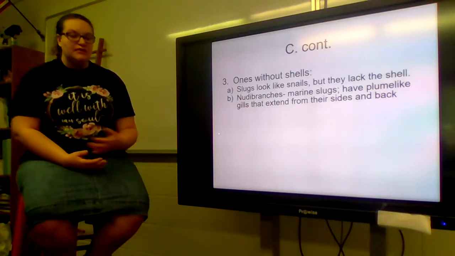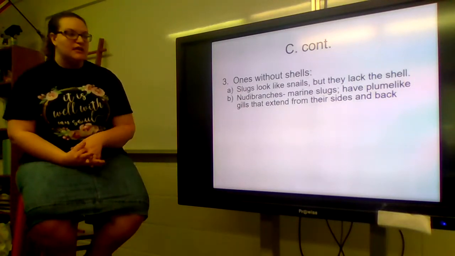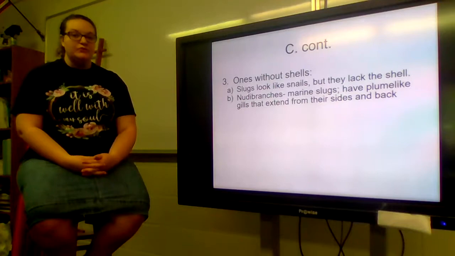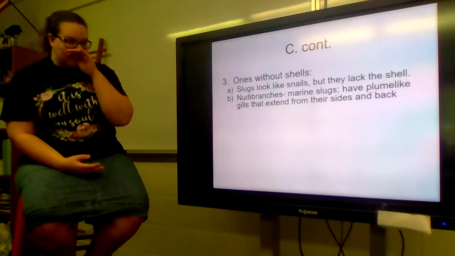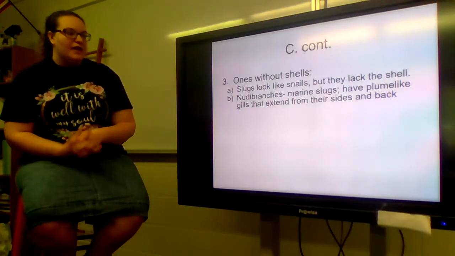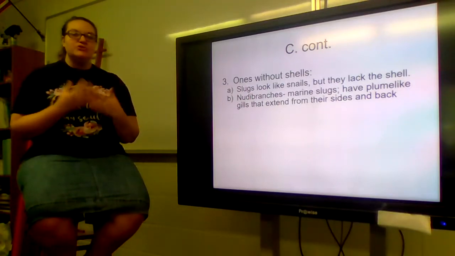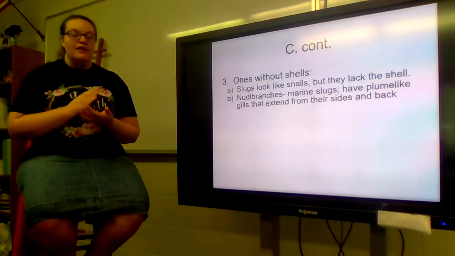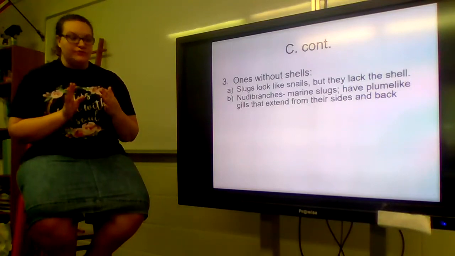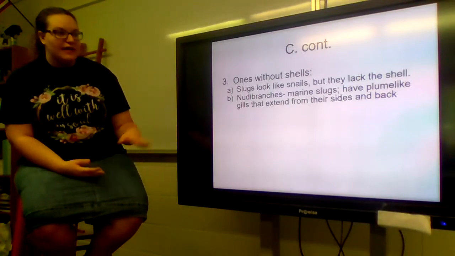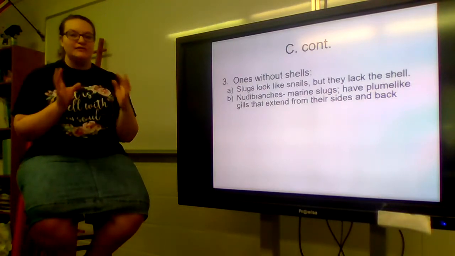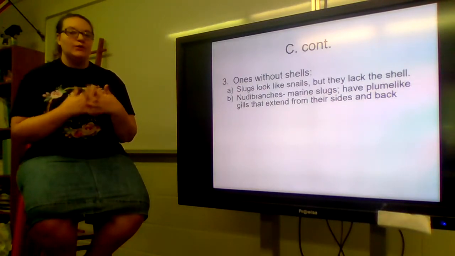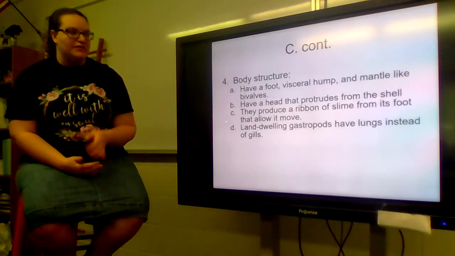Ones without shells. Now, not all of them do have shells. There are some without shells. The ones that you would be most familiar with would be the slug. You can probably go outside and see a slug at some point in time. They lack a shell. They look like snails, but they lack that shell. And then you have nudibranchs. Nudibranchs are so pretty. Look up a picture of them. They are beautiful, but they are marine slugs. They have a plume-like gill that extends from their sides and their backs, and they're all different kinds of colors. They're really pretty. I encourage you to look a picture of one up so you can be familiar with it.